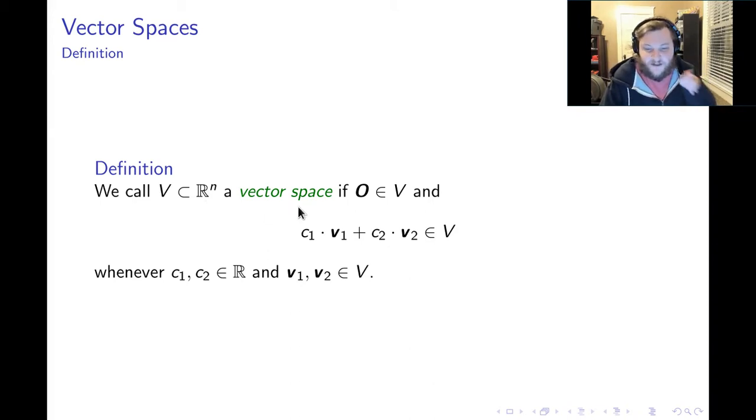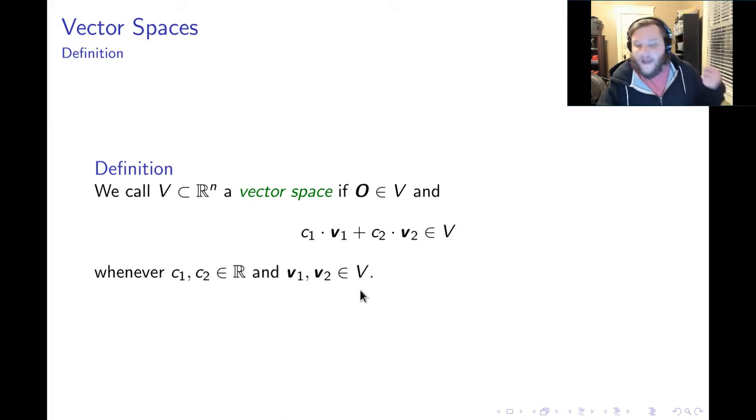The first thing that needs to happen is that the zero vector has to be in the collection. So if the zero vector is not in the collection, we automatically know the collection is not a vector space. The second thing we need is every linear combination of vectors in the collection to remain in the collection. Rigorously, this can be stated as c1v1 + c2v2 belongs to V whenever c1 and c2 are scalars and v1 and v2 are vectors.